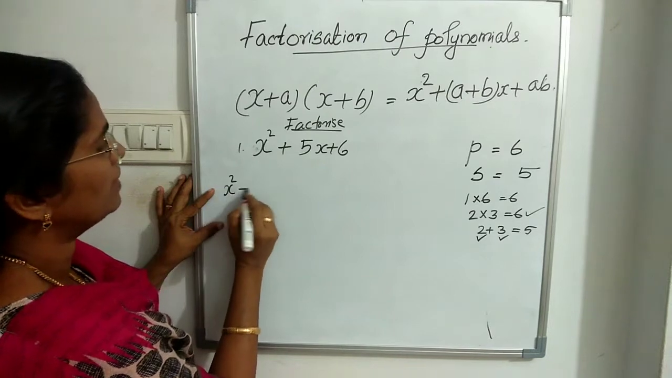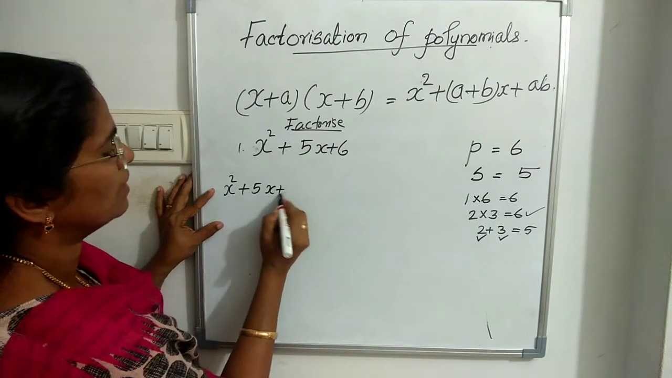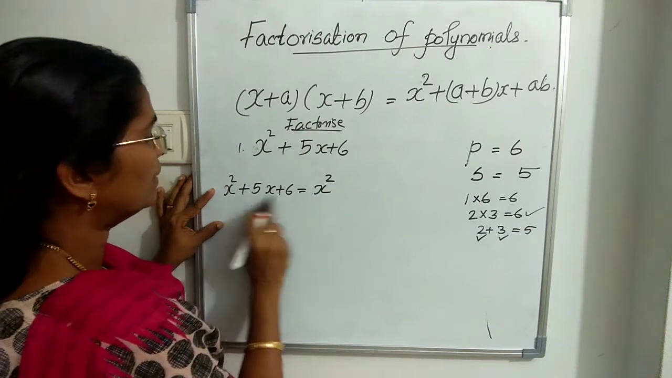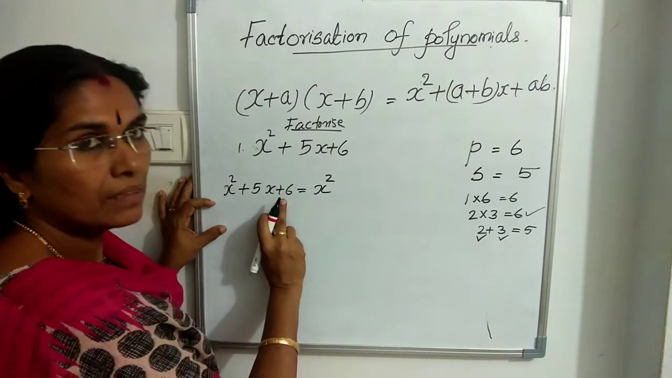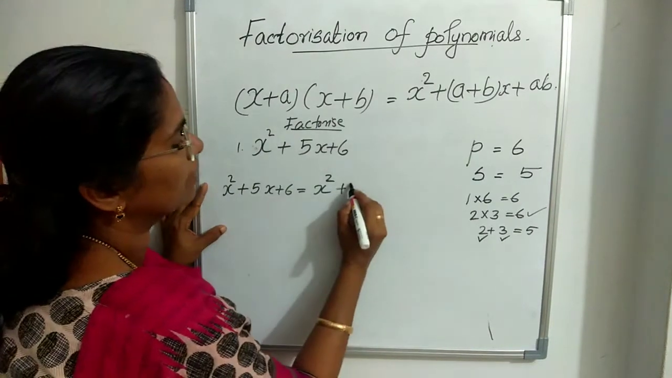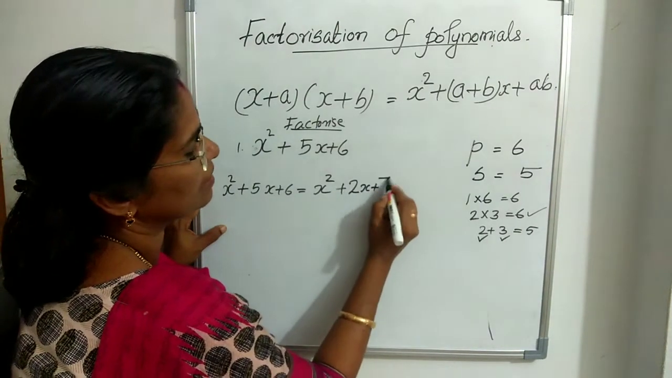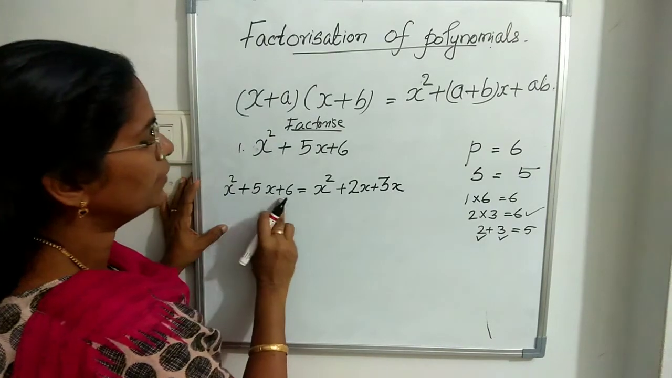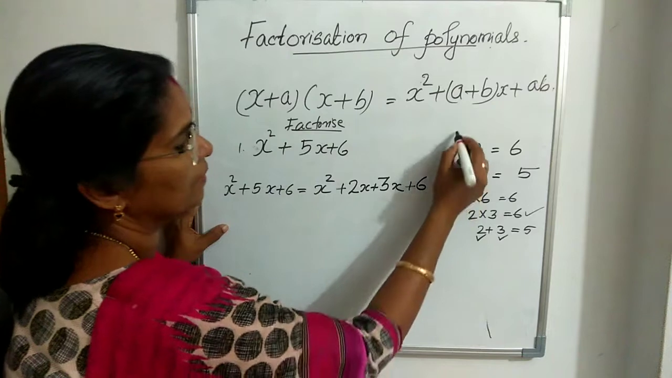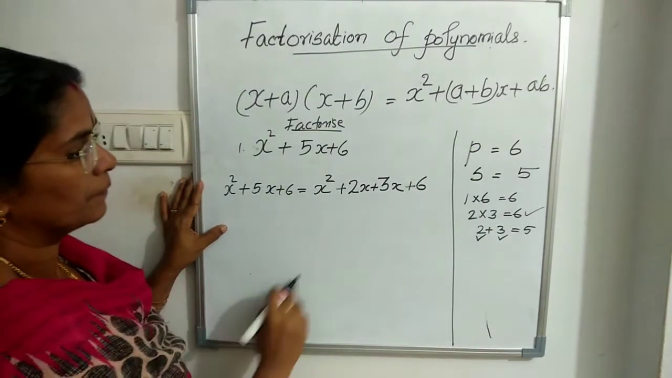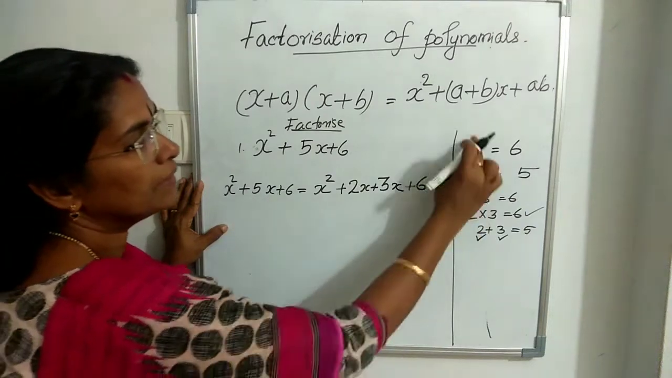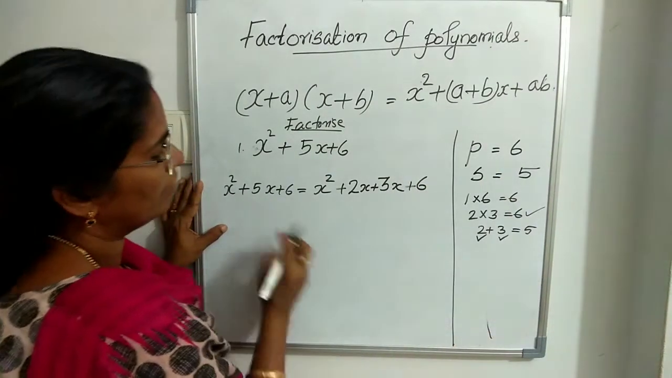That is, we can write x square plus 5x plus 6 as these three terms, now split into four terms. 5x can be written as 2x plus 3x; adding together we get 5x. Plus 6. Clear this one? How to split the middle term? That method is in the working column.